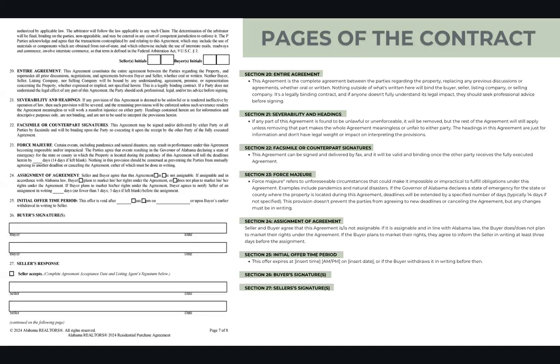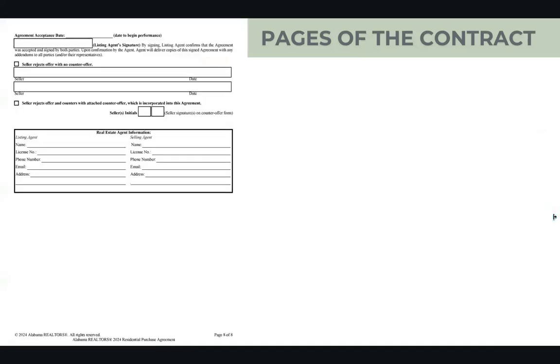Section 25. This offer expires at, insert the time period, on the blank date, or if the buyer withdraws it in writing before then. Both sides need to sign and date. Continuing on, we have the agreement acceptance date. If there is a rejection with no counteroffer, the seller does need to sign. If they are countering, they need to attach the counteroffer and check the box right here. At the very bottom, we have the real estate office information, which you can easily find on your MLS.